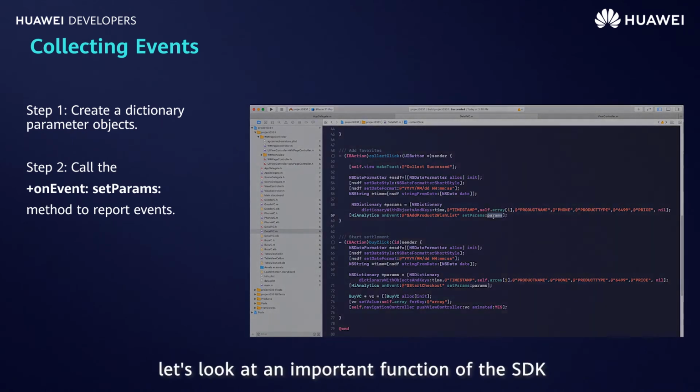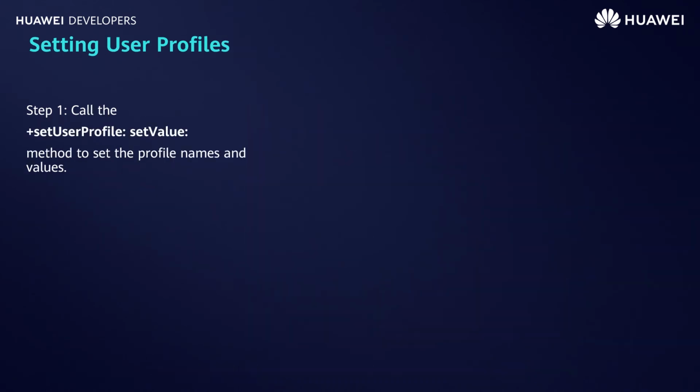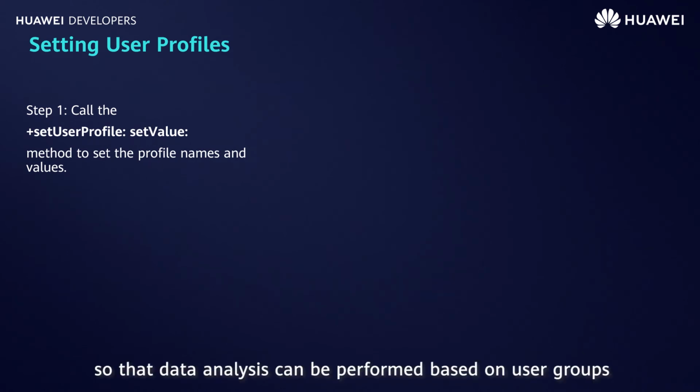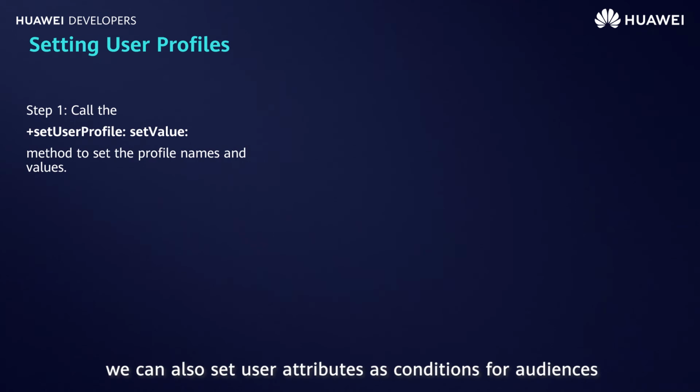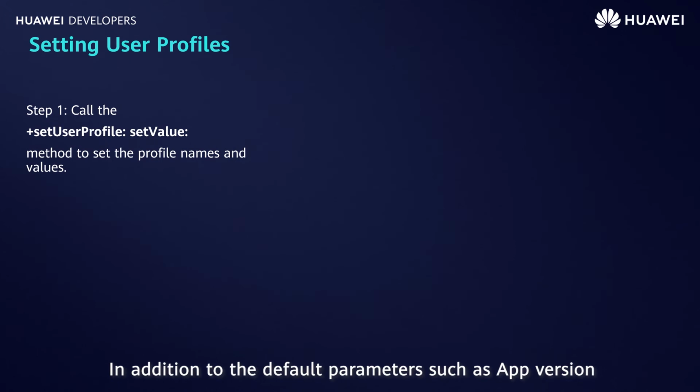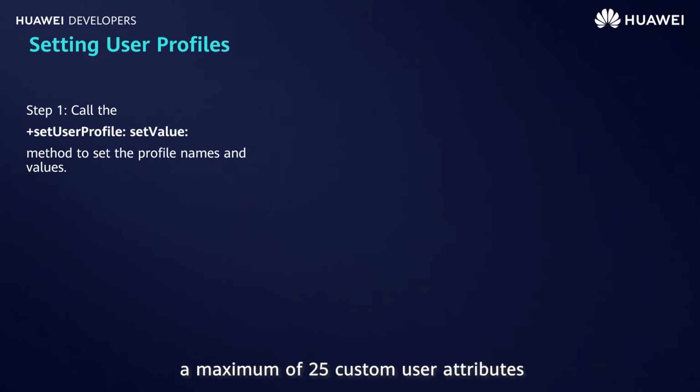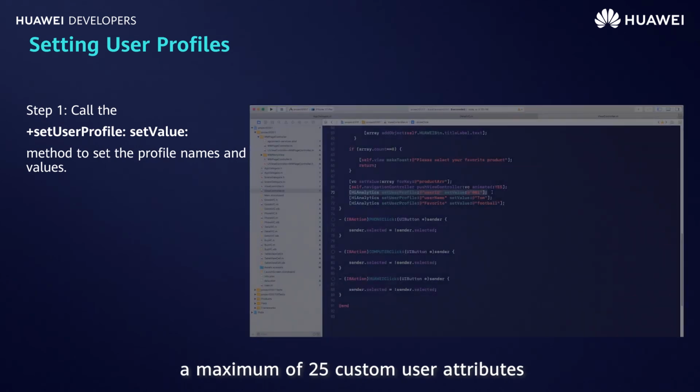Now let's look at an important function of the SDK, User Attribute Setting. It provides the method of grouping users. We can set user attributes as filter criteria, so that data analysis can be performed based on user groups. Besides, we can also set user attributes as conditions for audiences. In addition to the default parameters such as app version, we can add a maximum of 25 custom user attributes.